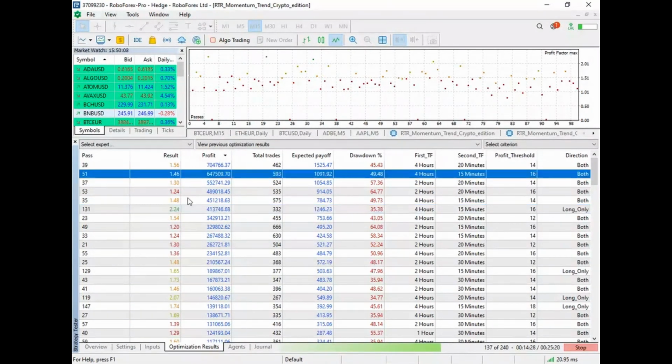We have another good result here. It's in second place, pass 51, $600,509. That's 64 times the initial capital of 10,000. 64x.